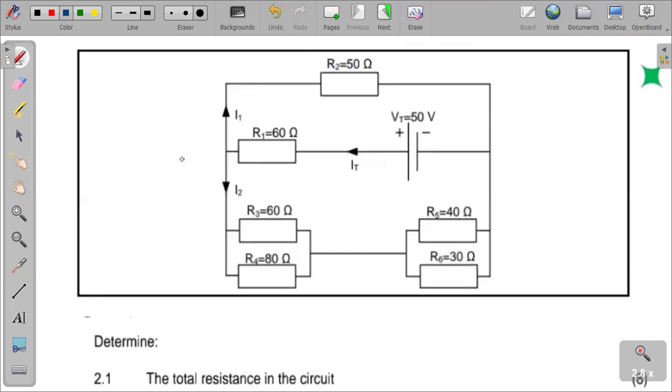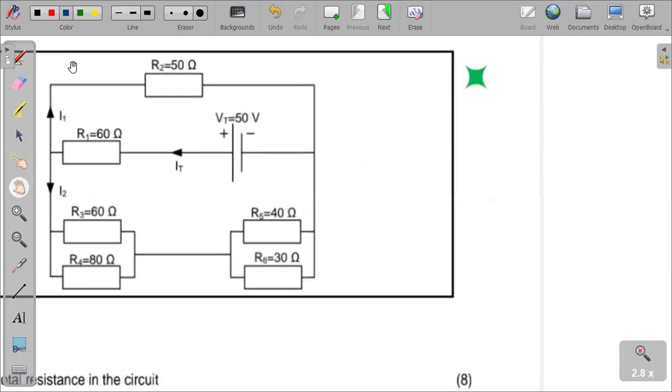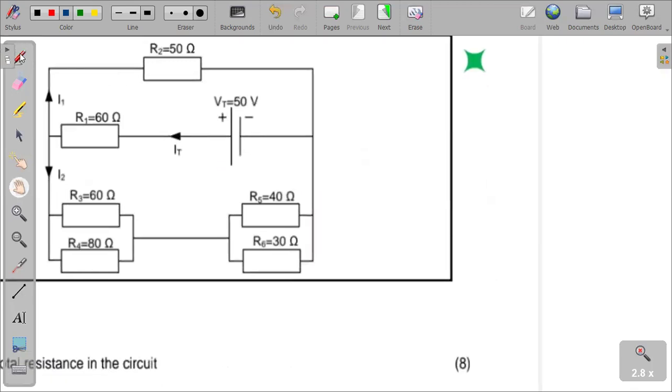So let's try to do that, okay? We start first with the parallel combinations. I will start with this one. Why? Here is my advice. Whenever you are performing calculations, try to start from the furthest point away from the source. Why? So that you minimize your circuit as you go.